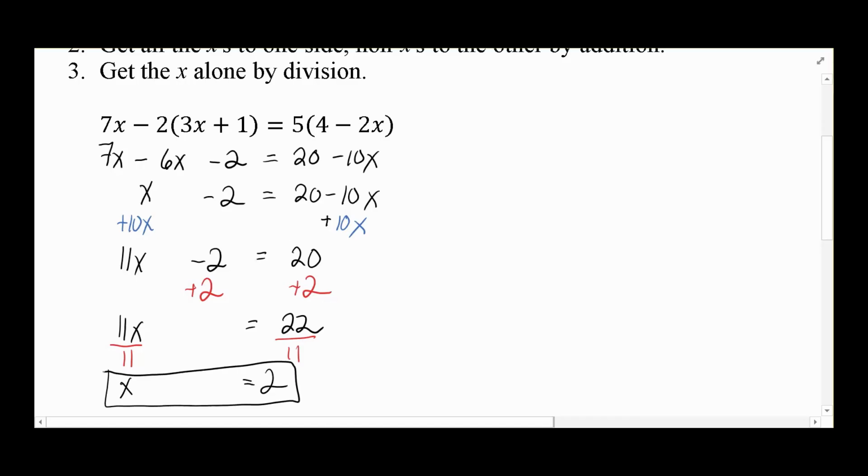And it's always a good idea to check your answers when it comes to solving equations, and it's honestly pretty easy. All you got to do is plug that 2 back in the original equation and make sure it ends up being something that's true, making sure that when you plug 2 in for all your x's, you get something like 5 equals 5 or 10 equals 10, something that's true. And as long as that's the case, you know your answer is correct.